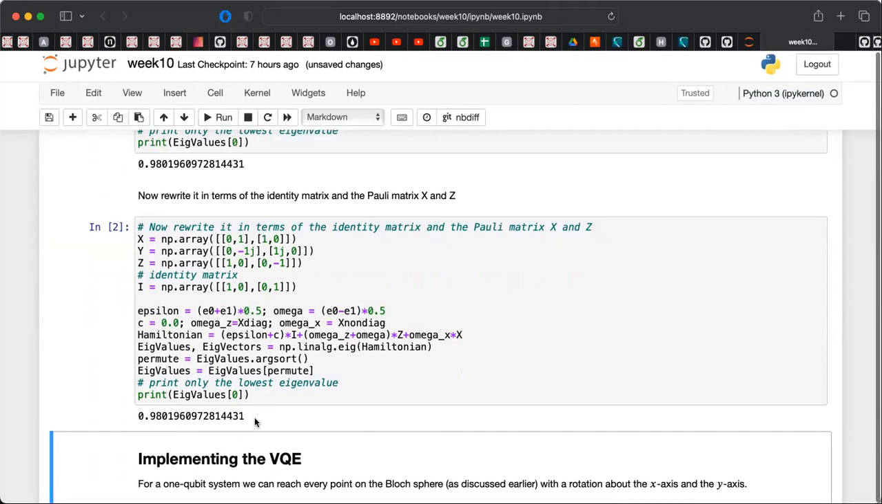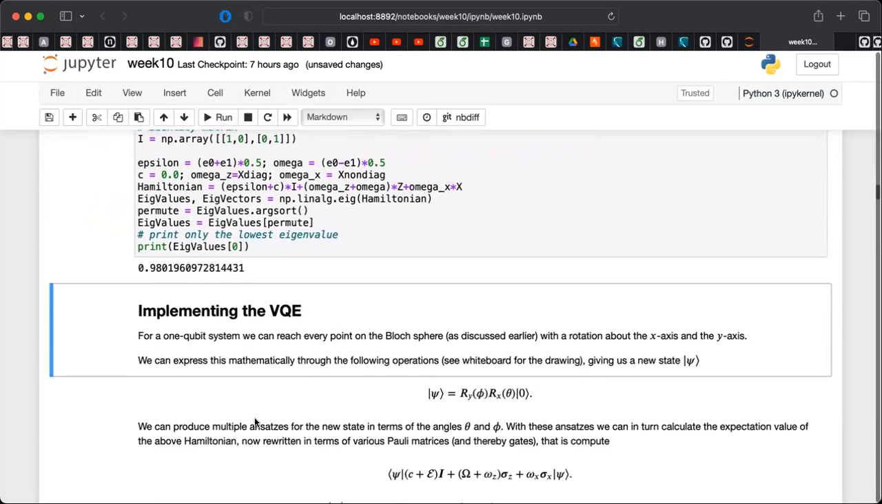So the next thing which we're going to do now is to implement this variational quantum eigensolver. The quantum eigensolver means that we have an ansatz. And the ansatz which we are going to use is simply to repeat a little bit of what we said. For a one qubit system, we can reach every point on the Bloch sphere with a rotation about the x-axis and the y-axis. This is just one way of doing that.